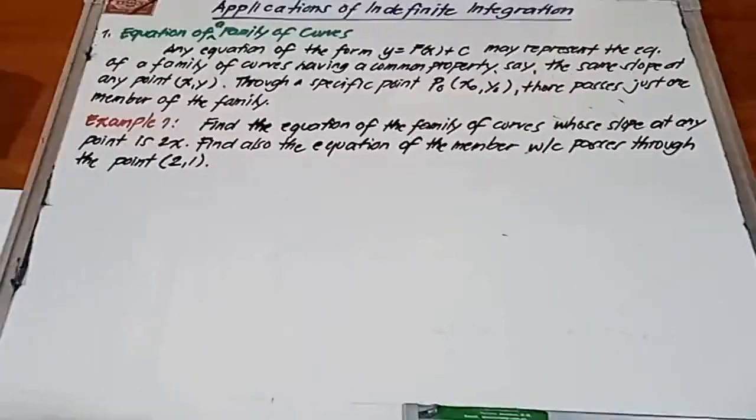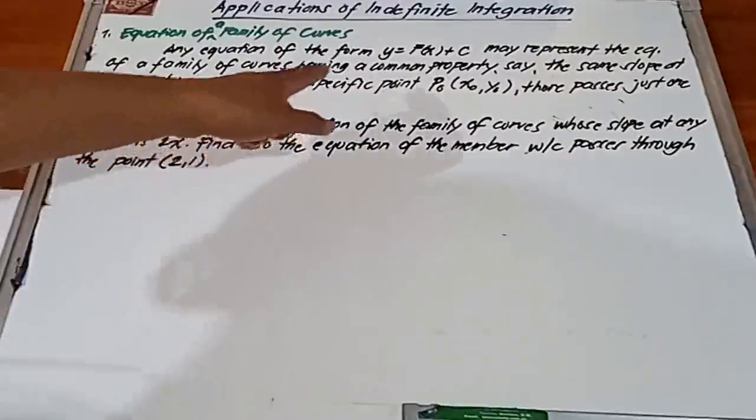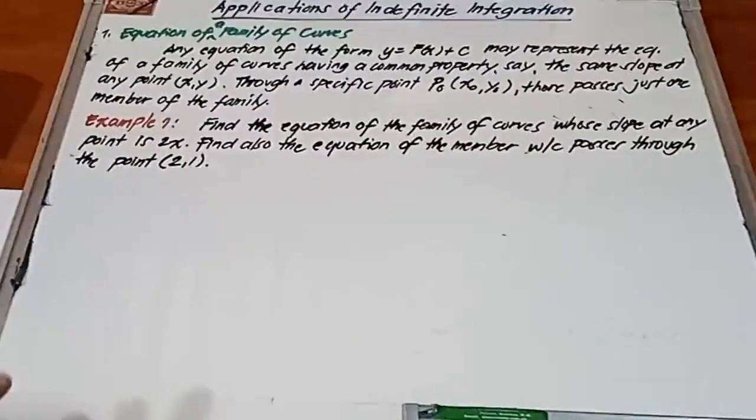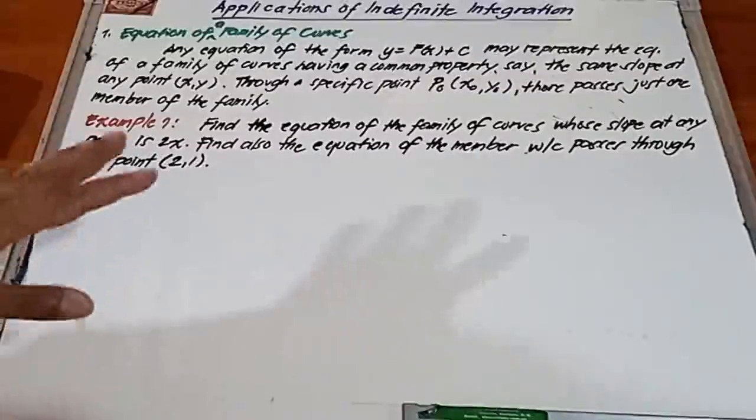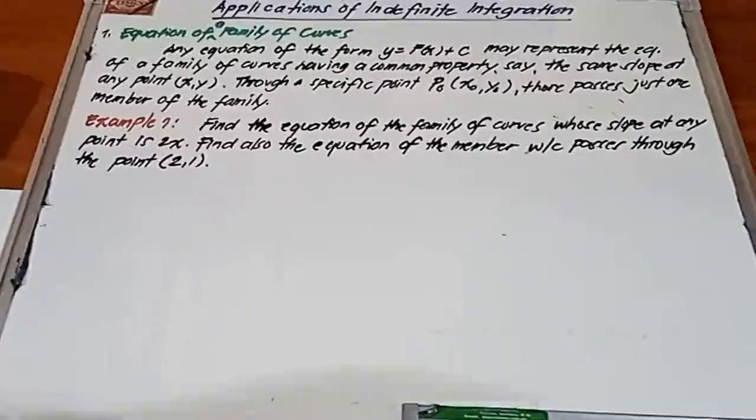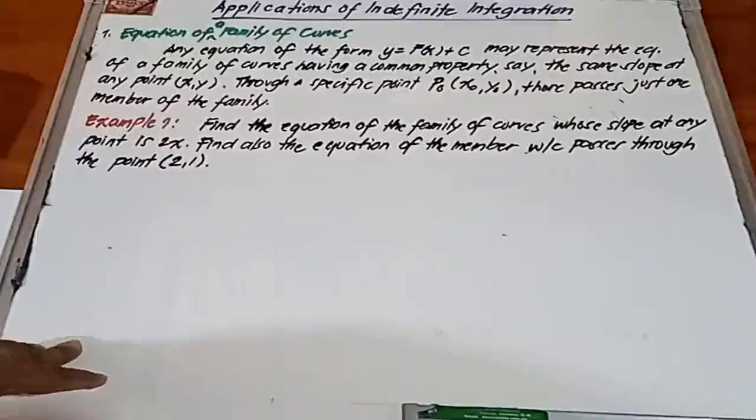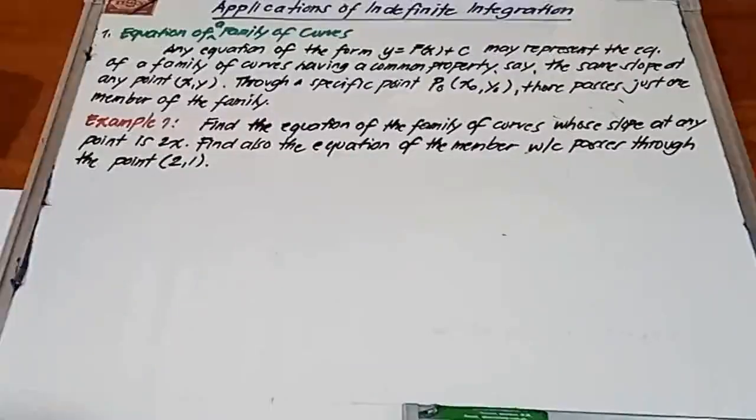Okay, so this is the first application of indefinite integration, and it's called equation of a family of curves. It says any equation of the form y equals f of x plus c may represent the equation of a family of curves having a common property, say, the same slope at any point x, y. Through a specific point P sub 0, with coordinates x sub 0, comma, y sub 0, there passes just one member of the family.